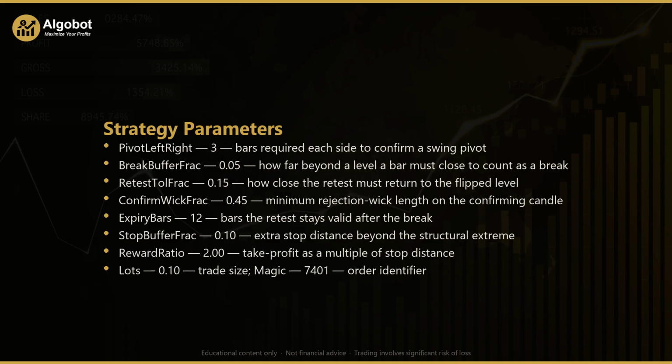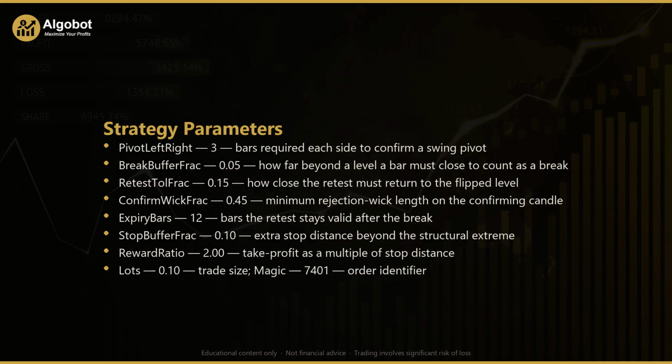Break buffer fraction defaults to 0.05. This is how far beyond a level price must close to count as a genuine break, measured as a fraction of the swing range. Raise it to filter out marginal, fake-out breaks. Retest tolerance fraction defaults to 0.15. This decides how close price must return to the flipped level to count as a valid retest. A tighter tolerance demands a more precise touch.